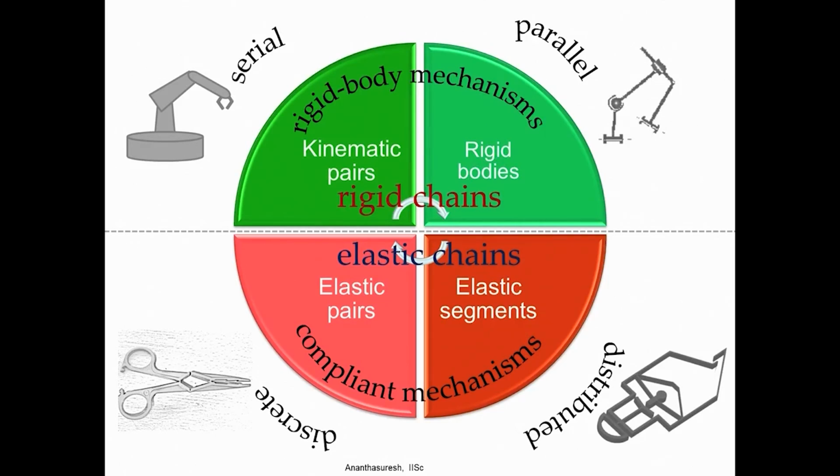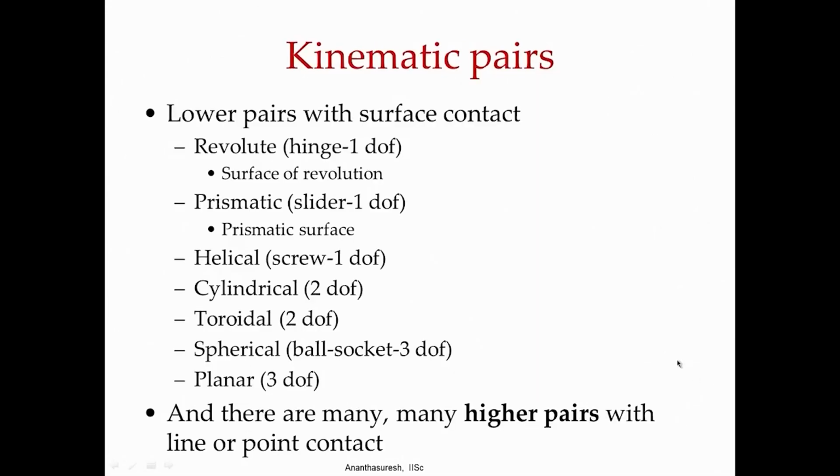Within compliant mechanisms, we have those that have discrete compliance, like these flexural joints, like in this pair of scissors or a forceps, or we can have the distributed compliance that is achieved with elastic segments, which are basically beams here. Okay? Now, kinematic pairs, as we all understand from traditional mechanisms, there are a number of them, the revolute joint, prismatic joint, helical joint and so forth.